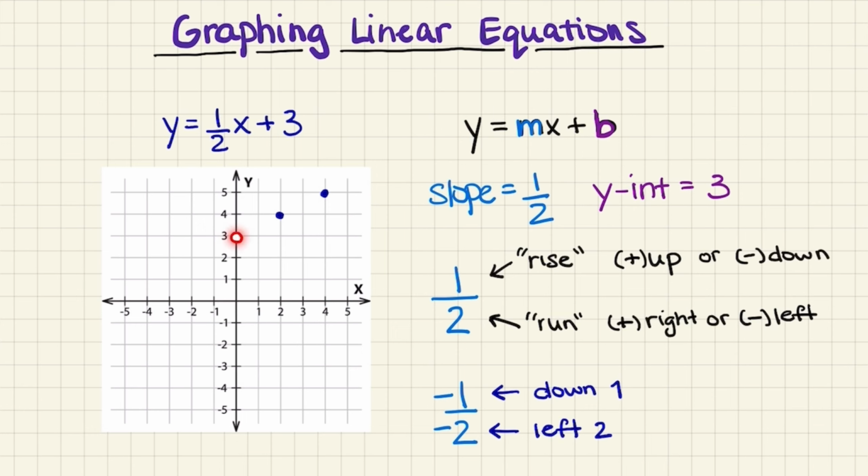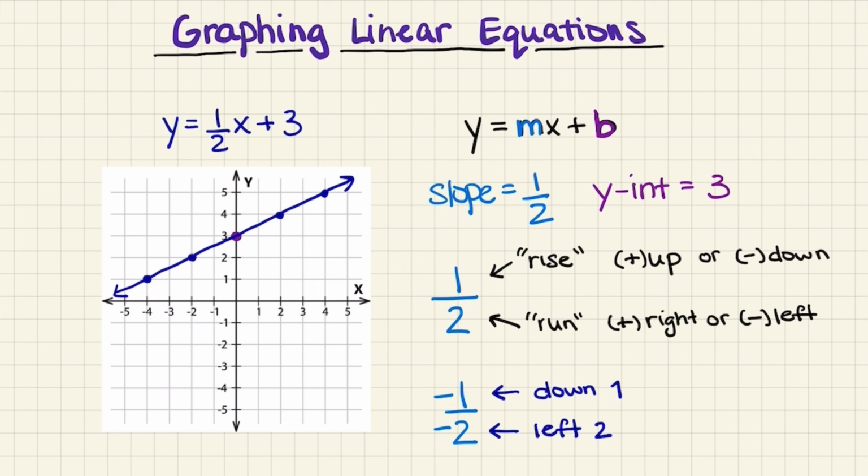So looking at our point here, go down 1 and left 1, 2. So we're left with a point right there. We'll do that again, down 1 to the left 2. And now we can draw an accurate line.